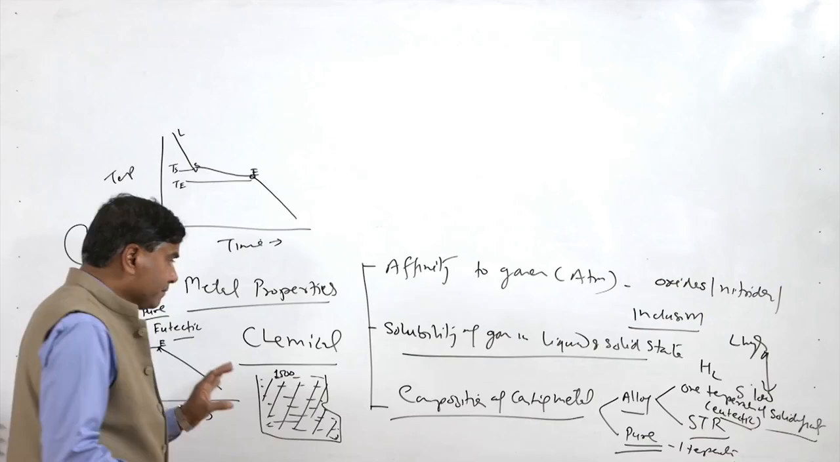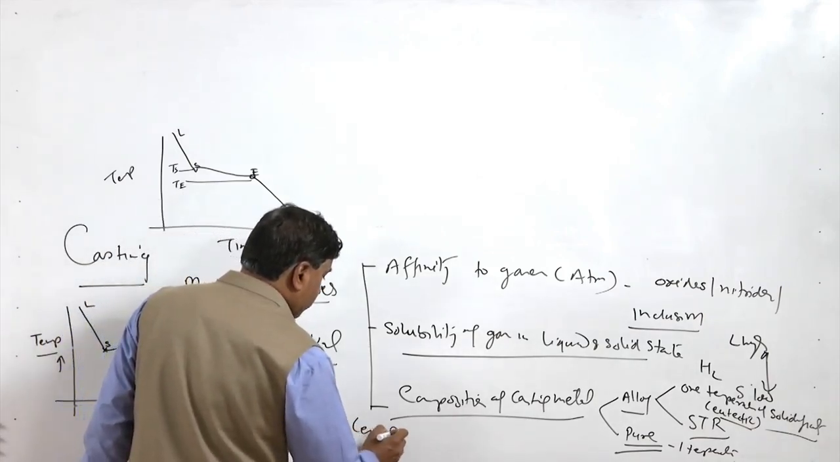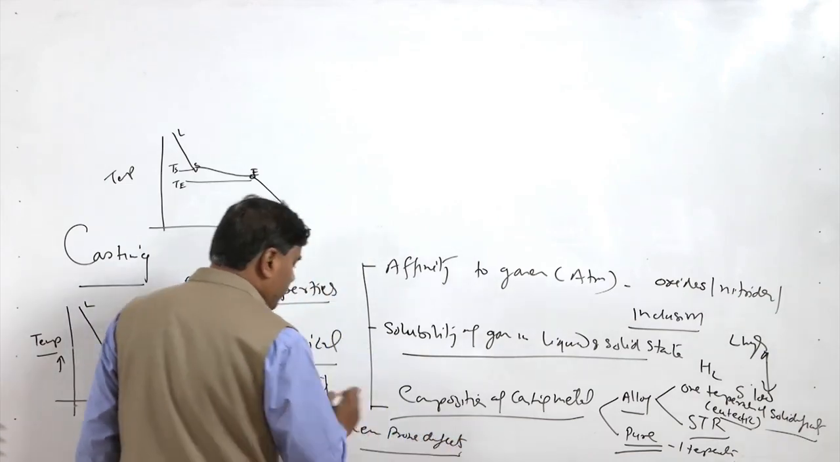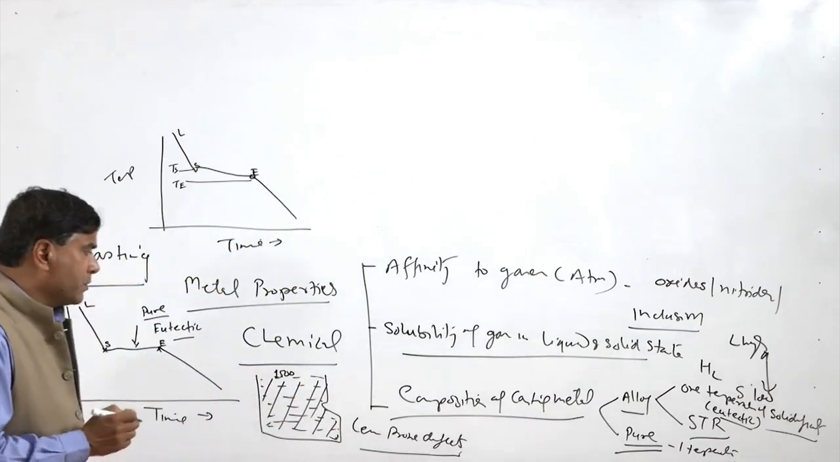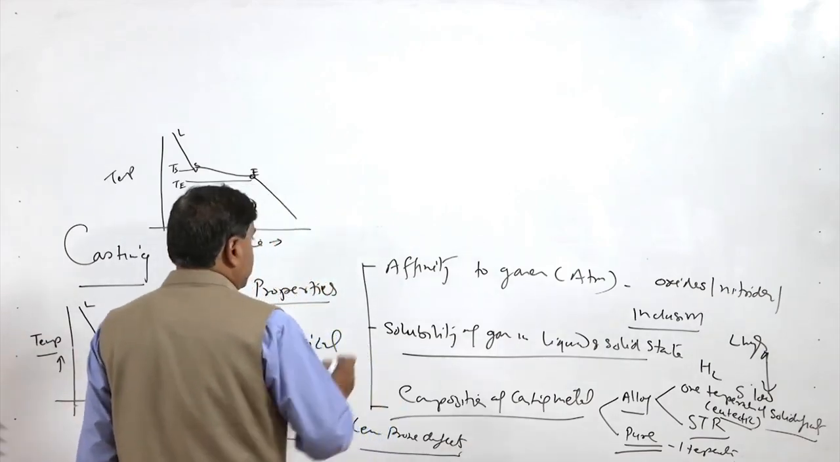So, this is a very good side, and these kinds of systems are found less prone to defects. Pure metals and eutectics are less sensitive to defects as compared to alloys having a range of solidification.